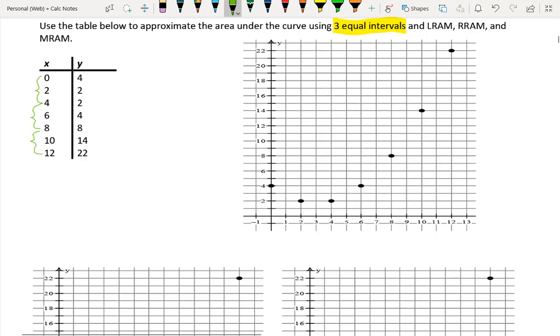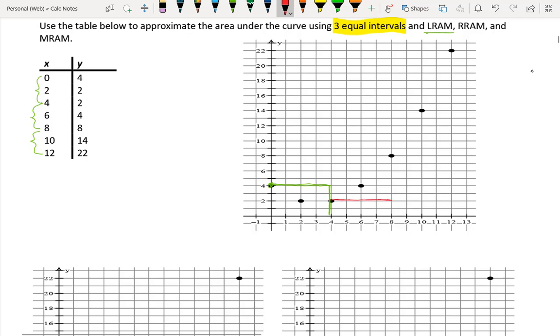Okay, and again, because we're going to start off with left hand, I'm going to go to the furthest left-hand point, and I'm going to draw a rectangle from 0 all the way over to 4. So that's my first rectangle right there, using the left side right there as my height. All right. My second rectangle goes from 4 to 8. Now, if you look at where the point is at 4, this point is way down here. Okay, and it's going to go all the way over to 8.